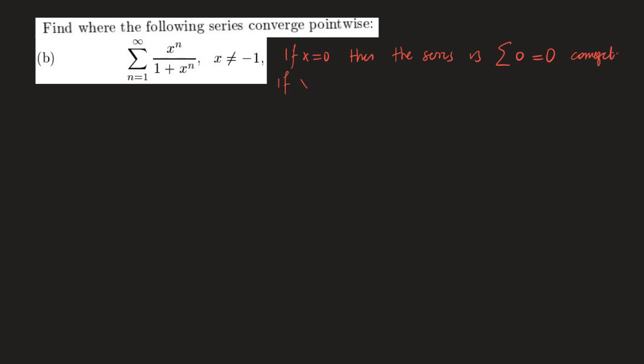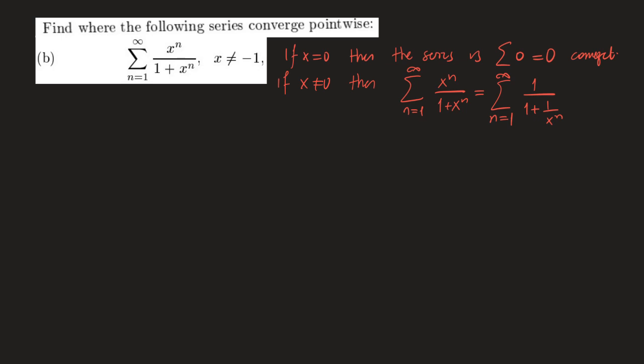If not, then the series becomes 1 plus x to the power n. Let me cancel x to the power n, or divide above and below, the denominator, by x to the power n. Since it is not 0, I can do that. So we have 1 over 1 plus 1 over x to the power n. So in this case, it is very similar to part A that we have dealt with in the previous slide.